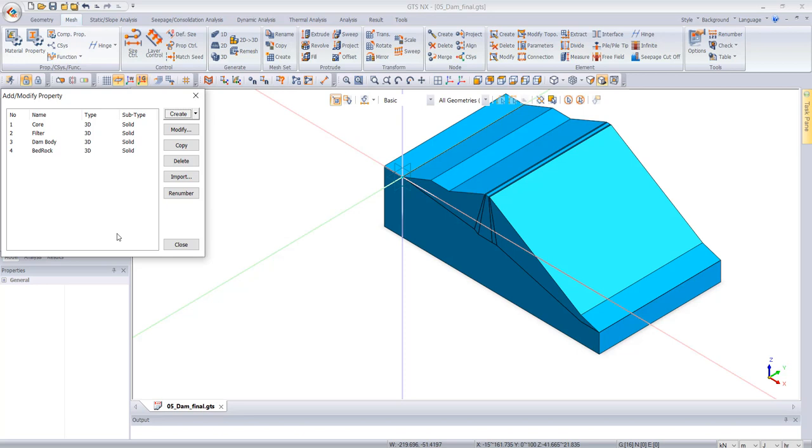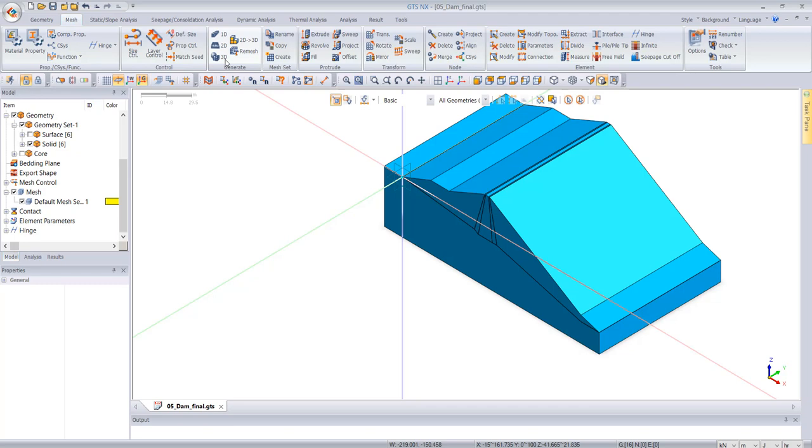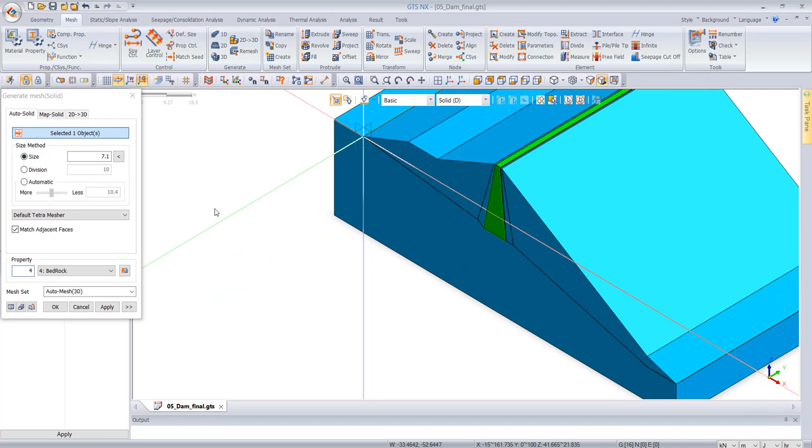And we close, and we come here to mesh, and we choose 3D mesh, and we choose our filter here, and we start to edit it to be 2 meters, and we choose a core and we call it core, and we say apply. Then we go to the filter and we call it filter, and we choose the filter material and we call it 4, and we say apply.